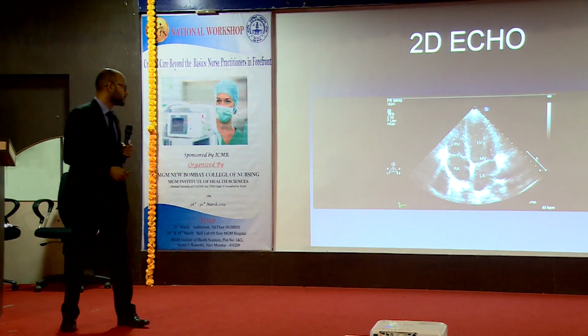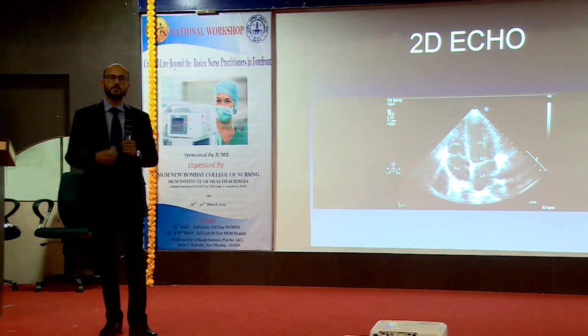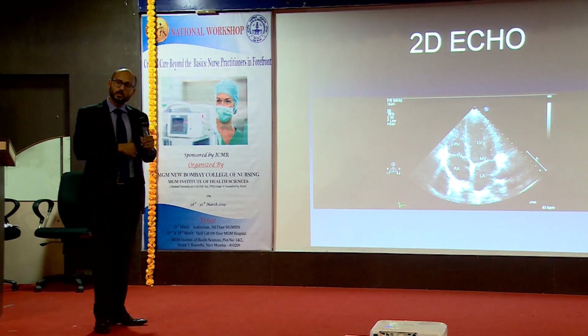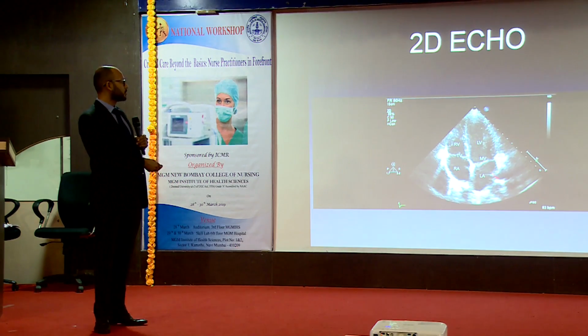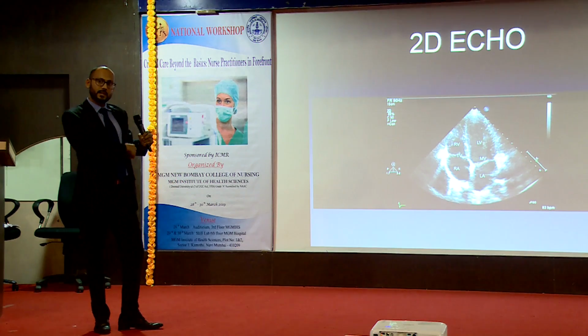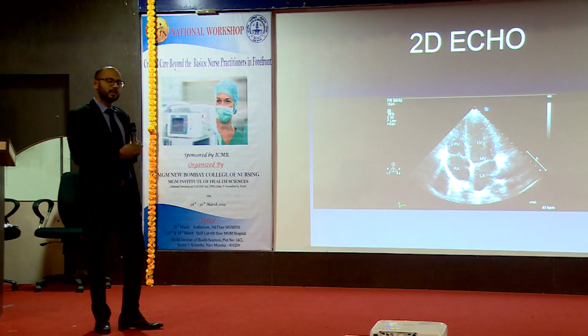What about 2D echoes? 2D echoes have revolutionized cardiac assessment. Now we can see structurally what is going on in the heart. So if there's any structural heart disease, we will find out. Essentially it's putting a probe on the chest. This is a nice four cardiac chamber view. You put the probe over the apex and you'll see the right ventricle, the right atrium, the tricuspid valve between them, the left ventricle, the left atrium, and the mitral valve between them.